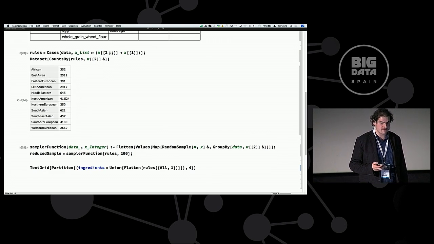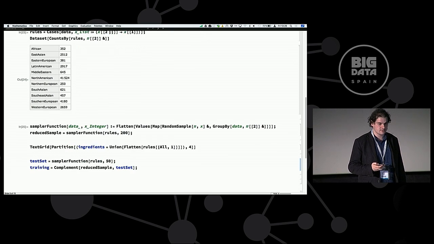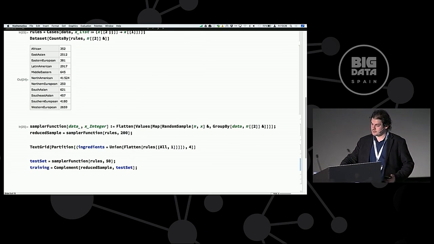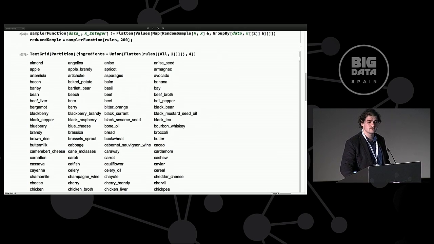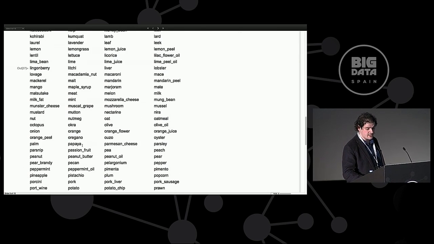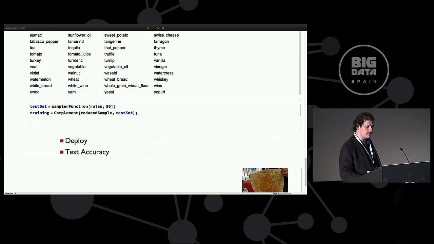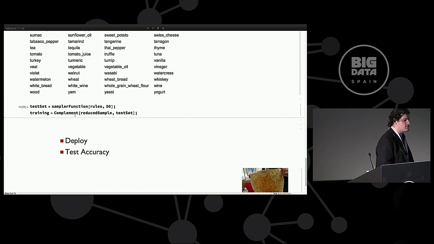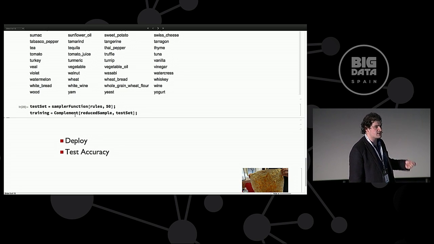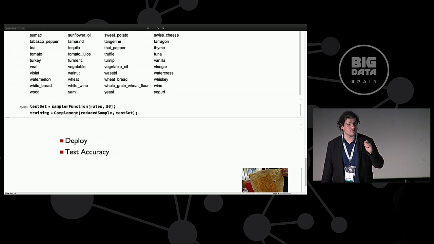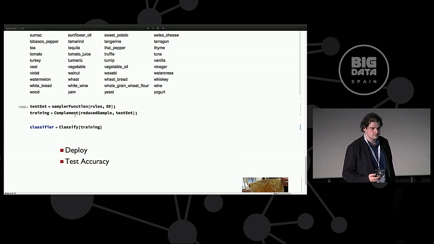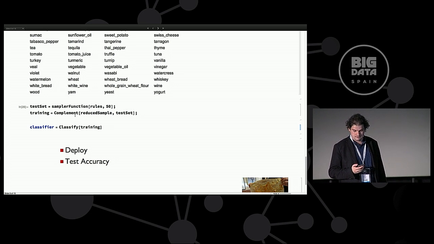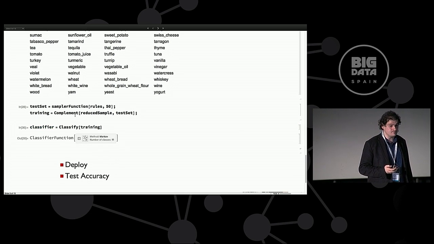And then we're just going to have a look at this, and I forget how this thing works sometimes. So we can have a look at all the ingredients. Great, there's over 250 ingredients or something like that. And then what we want to do is get a training set and a test set. So we want to find out how accurate the classifier that we're going to create is going to work. So we need to test on something. So we can just use classify with our training set, and we get our classify function again.